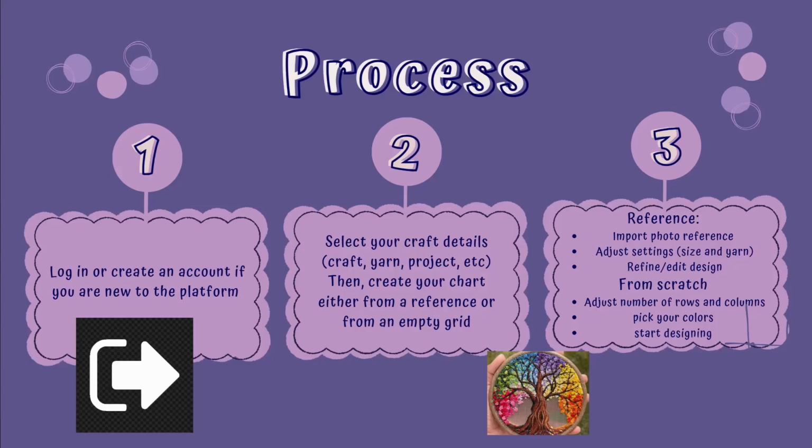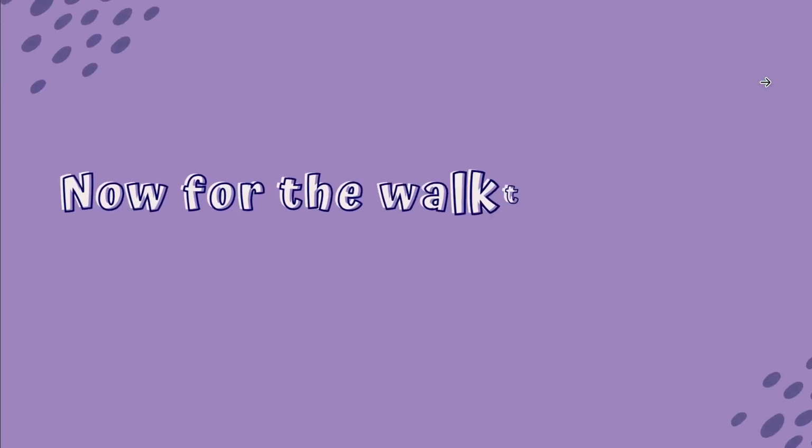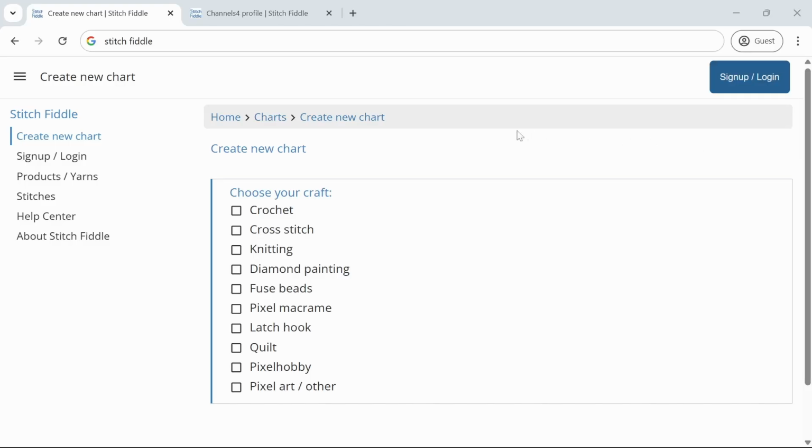From scratch, this would involve adjusting the number of rows and columns. You then go in when you're in the chart editing interface, picking your colors, and then overall starting your design. Now I'm going to actually take you through the site of Stitch Fiddle. I'm now going to be going over the overall software UI for Stitch Fiddle.